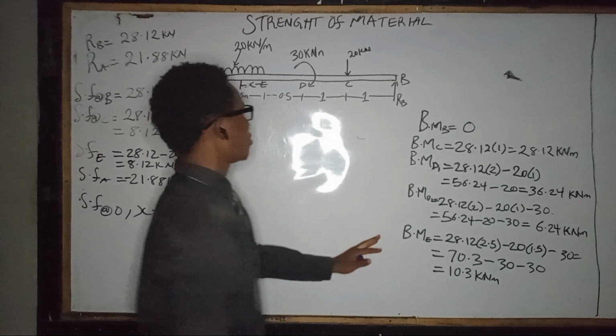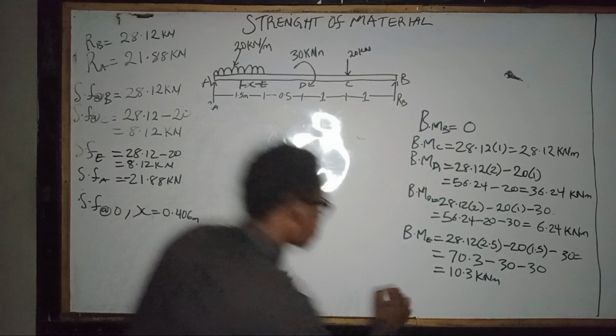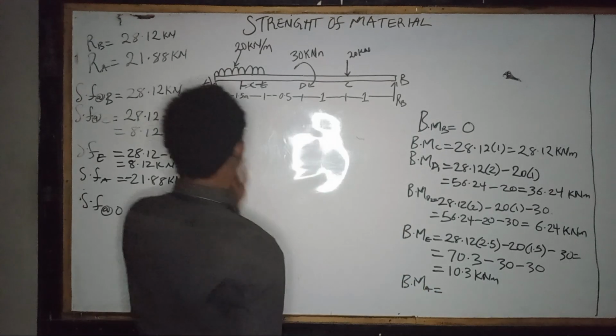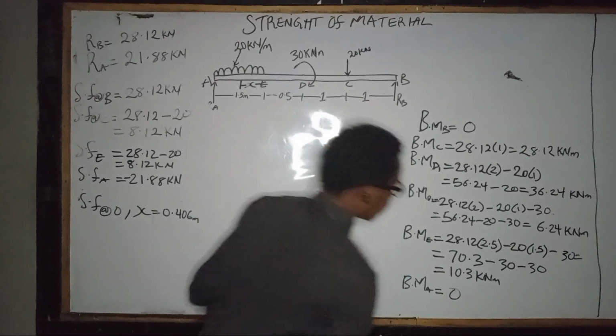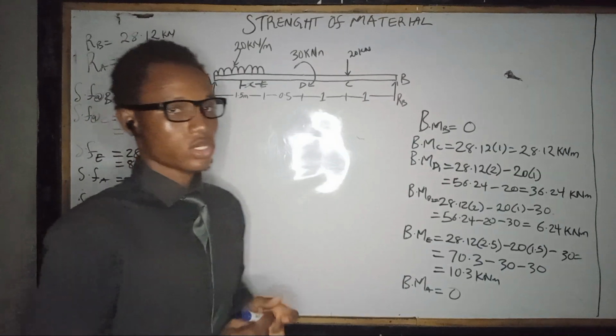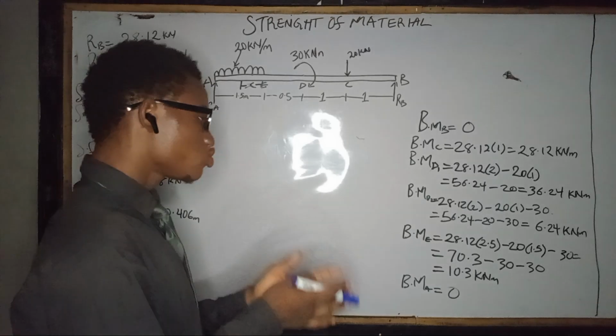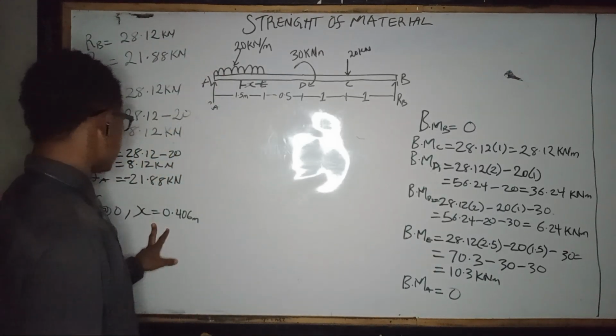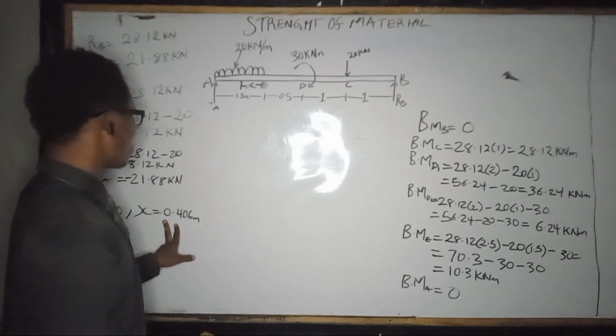That will be the bending moment at E. And the bending moment at A would be equal to 0. If we add everything up, it should give us 0. But now we shouldn't forget a point. This point right here, where x is equal to 0.406.